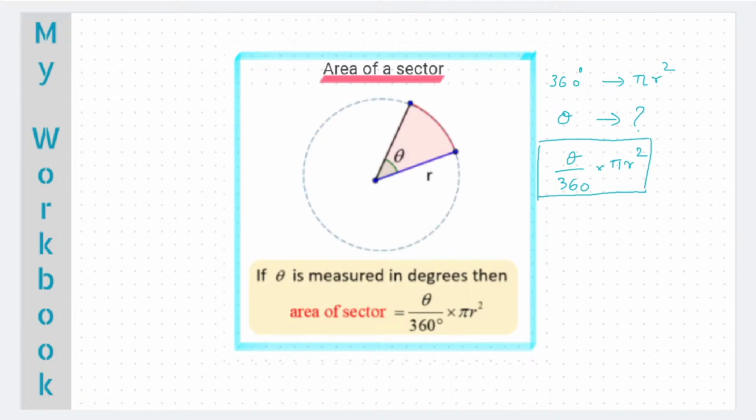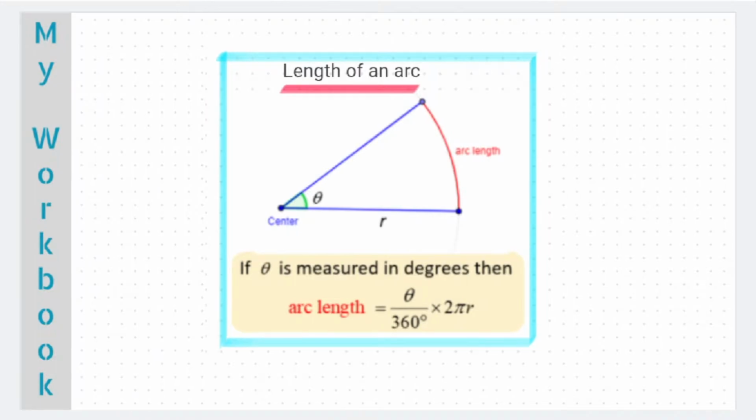So let's move on to length of an arc. If we have a sector as shown in the figure and we are required to find the length of the arc that is a part of this sector, assuming we know the radius r and the central angle theta, the formula is theta by 360 into 2 pi r.